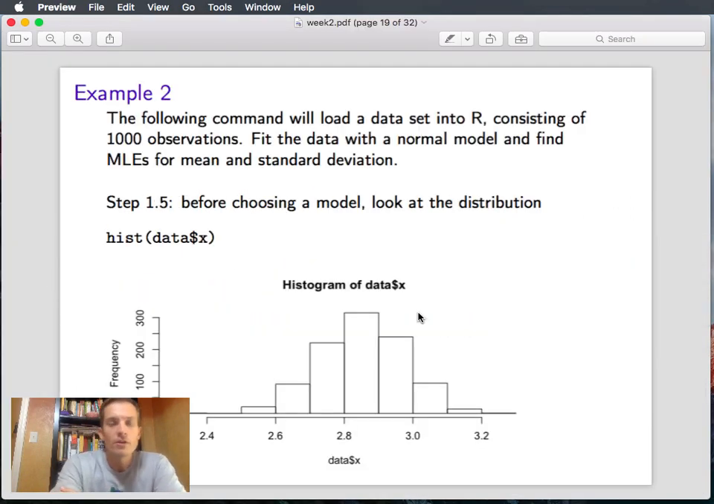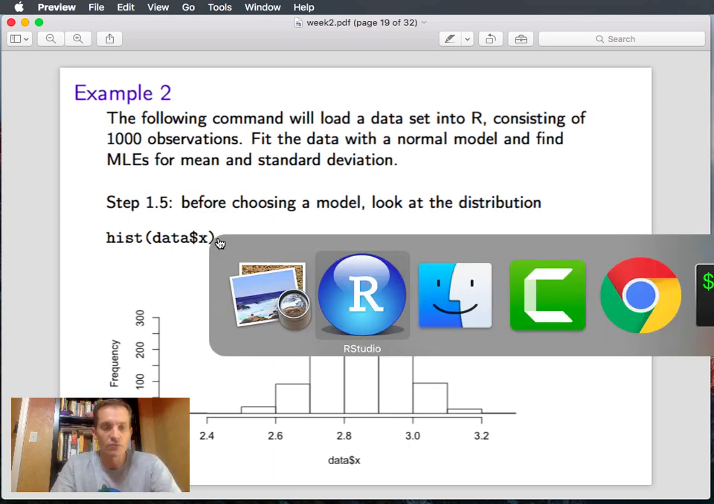Now, before you start fitting a model, if I'm telling you this is normal, let's actually make sure that it does look normal. You can do that in 2 ways. You can do it with a histogram and with a density curve. So I'm going to show you both of these in R just real quickly.